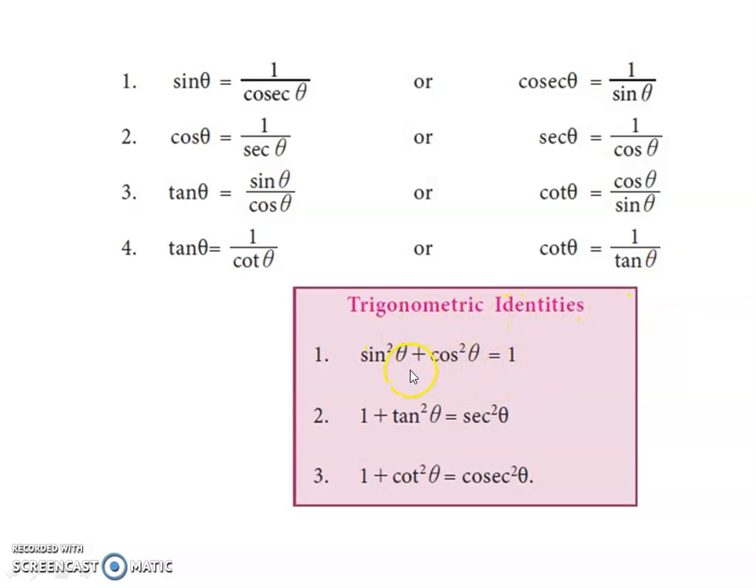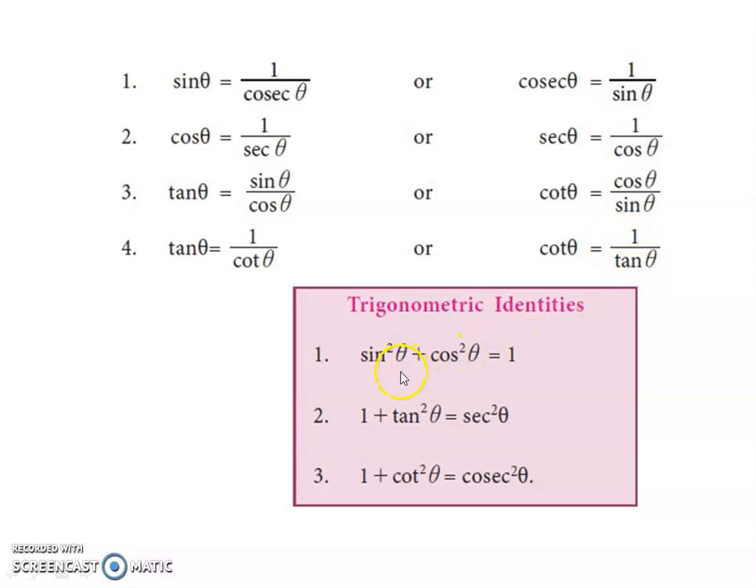Trigonometric identities: sin square theta plus cos square theta is equal to 1. 1 plus tan square theta is equal to sec square theta. And 1 plus cot square theta is equal to cosec square theta. These relations we have to maintain. Sin is 1 upon cosec, cosec is 1 upon sin. Cos is 1 upon sec, sec is 1 upon cos. Tan means sin upon cos. Cot means cos upon sin. Tan means 1 upon cot and cot means 1 upon tan.